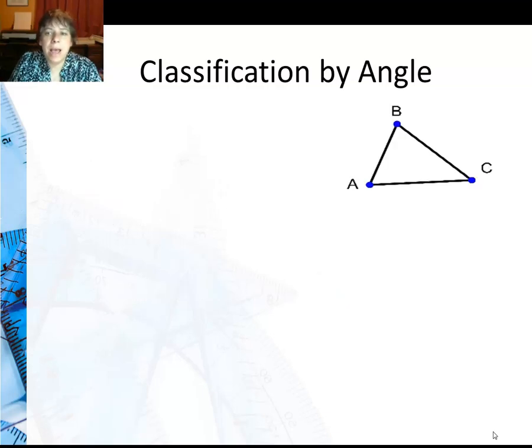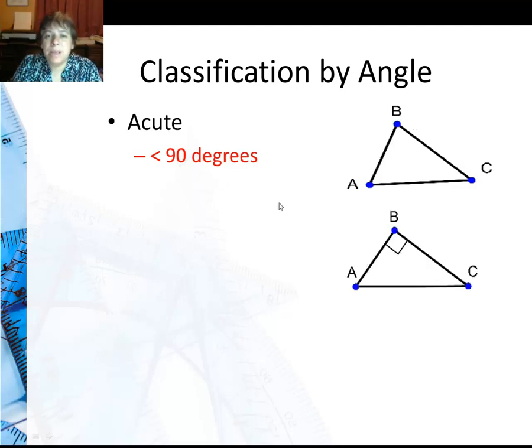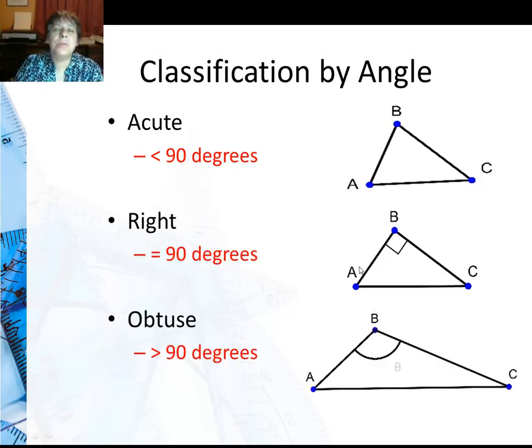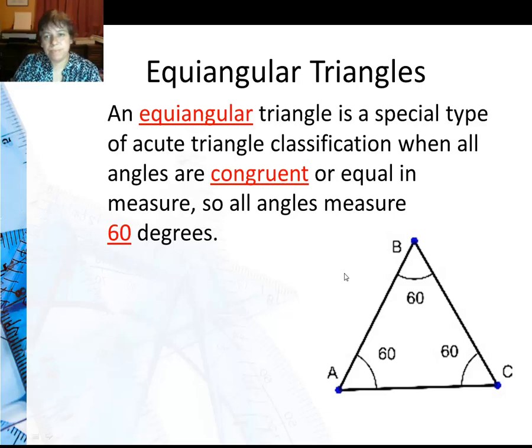Here we have a triangle with three different angles, and the largest one to me looks like it's still acute. So I would say that that's an acute triangle. Then on this one, the largest angle is right, so that's a right triangle. Here, the largest angle is obtuse, so that's an obtuse triangle.